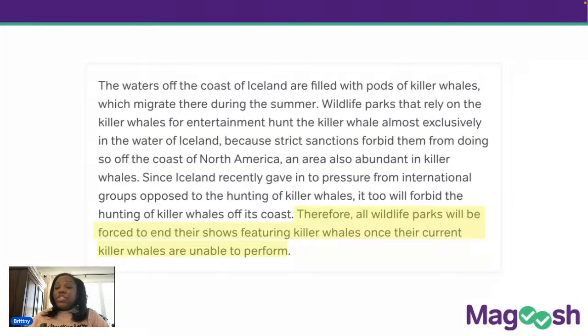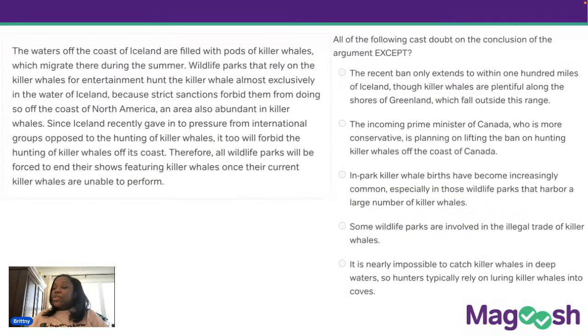So what we want to do is eliminate all answers that call this into question, right? We're essentially saying we do not want to hurt this argument. We want it to remain that we believe that all wildlife parks will be forced to end their shows, right? So any argument that would correct that would be wrong. So let's look at our answer choices again, highlighting our conclusion.